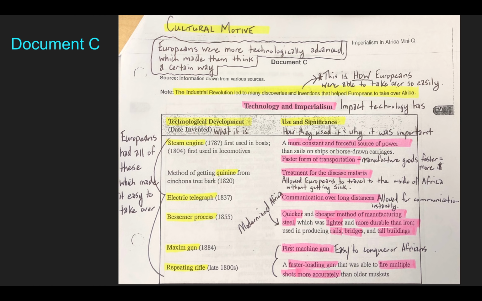And it also allowed them to make sure that the Africans obeyed and stayed under control, because they did have these weapons that were more advanced than obviously what the Africans had.